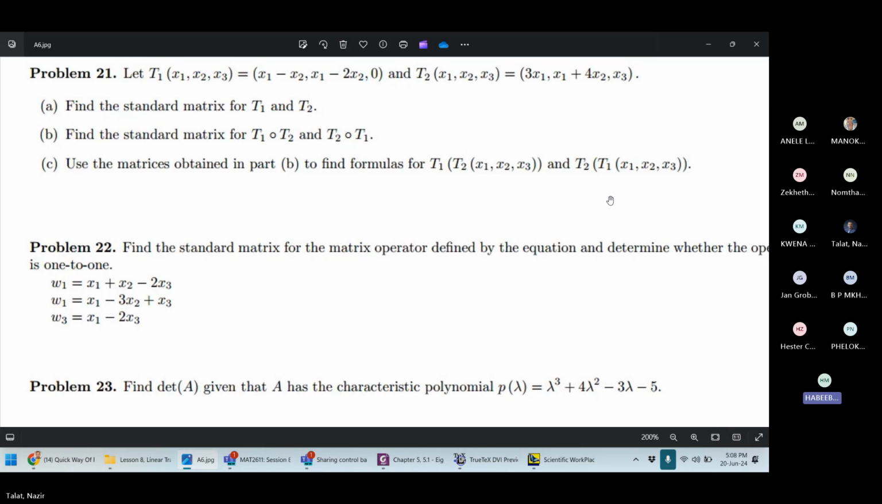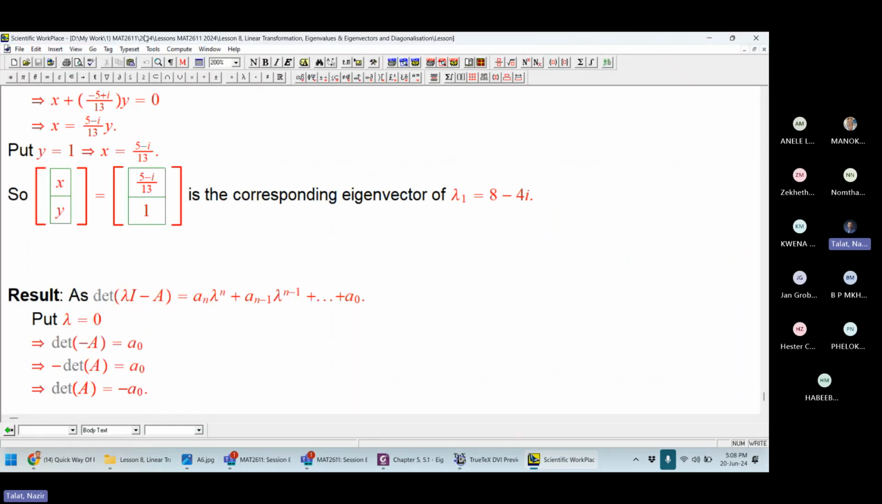Oh, so we don't have to, let's say for 3x1, substitute it into x1 minus x2. We shouldn't do that. Okay, wait a second. Let me make some example for you regarding that one.